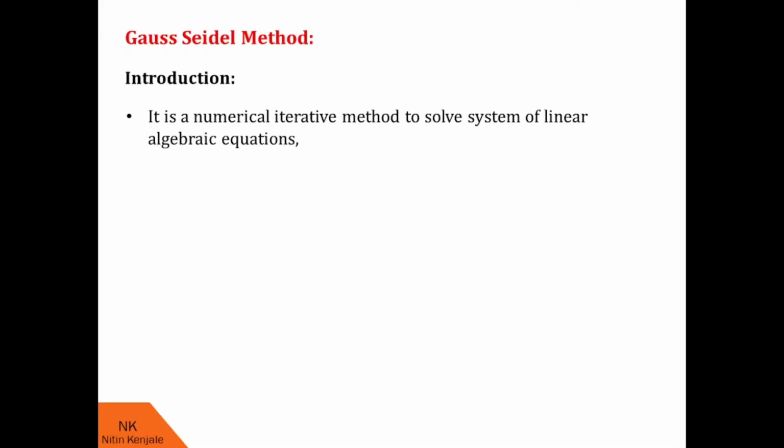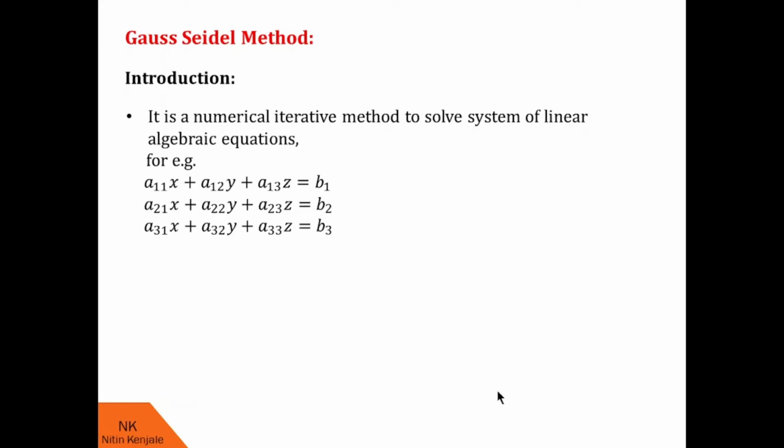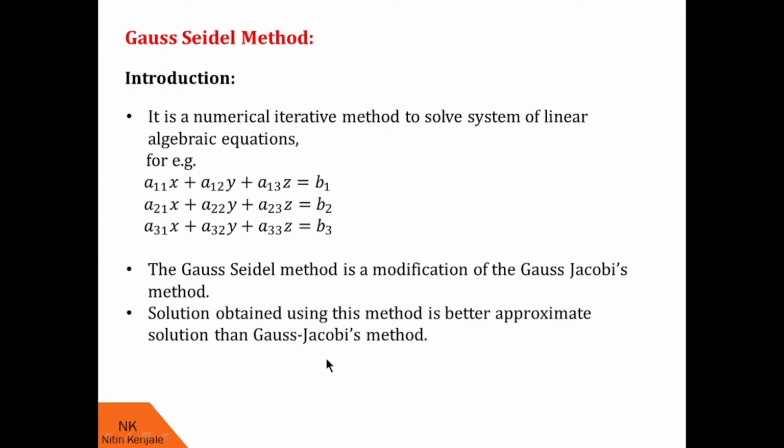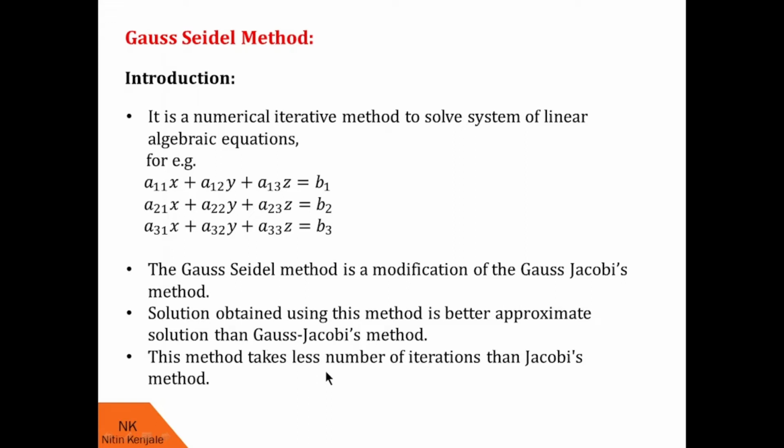This method is a numerical iterative method to solve a system of linear algebraic equations of this type. This is an example of linear algebraic equations in three variables x, y and z. Here, aij and bi's are constants. The Gauss Seidel method is a modification of the Gauss-Jacobi method. So the solution obtained using this method is a better approximate solution than the Gauss-Jacobi method. Also, this method takes fewer iterations than Jacobi's method.